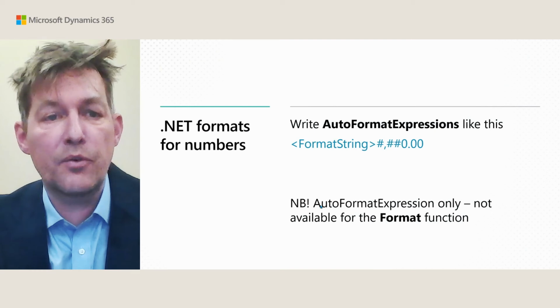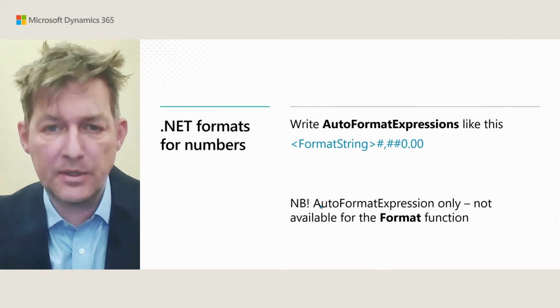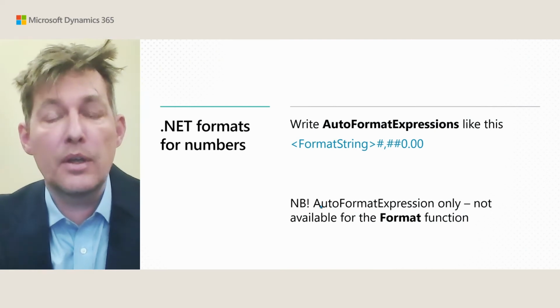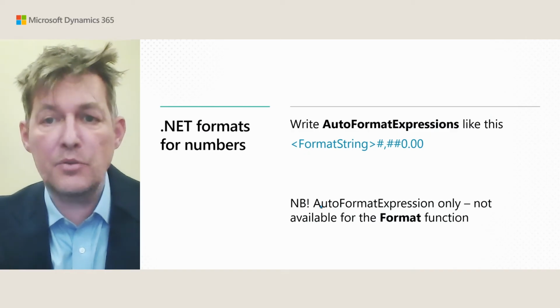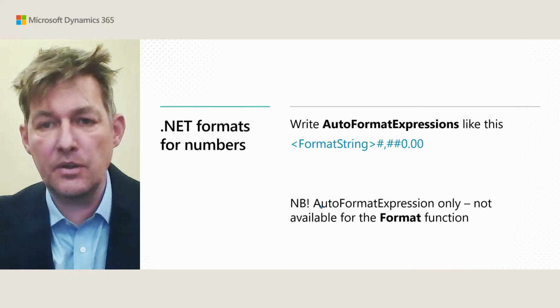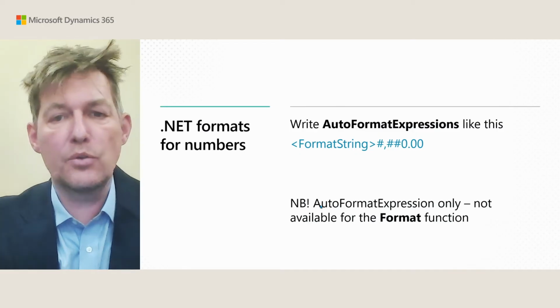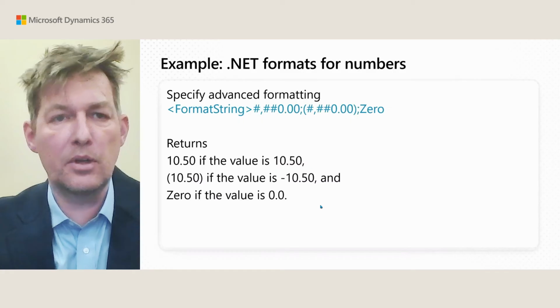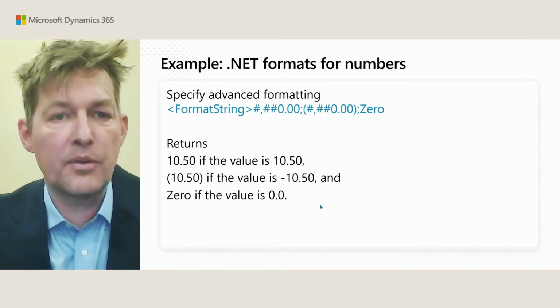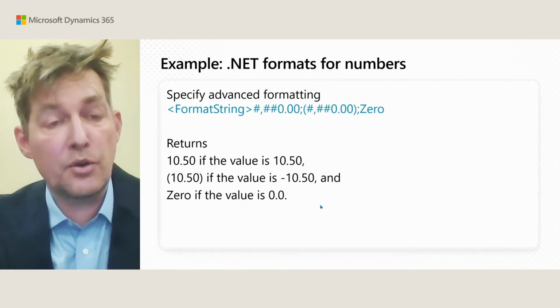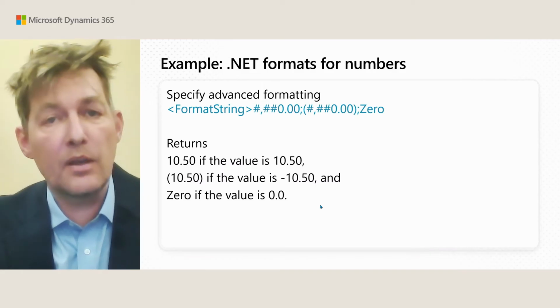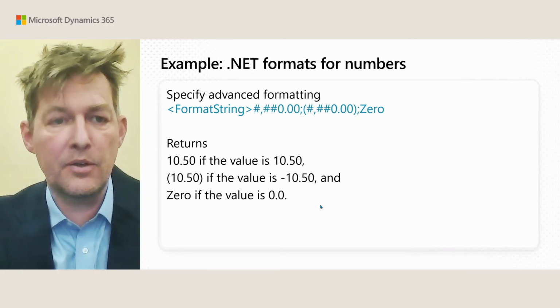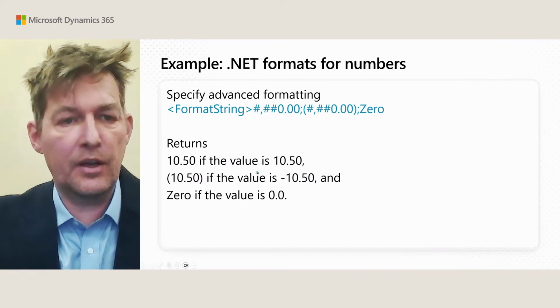The first enhancement we did in the AL runtime is a new way you can format numbers with .NET formats. This only works in auto-format expressions, not in the format function, but it allows you to do a format string such as this, or with an example here with a format string that returns one way of formatting the number if the value is positive.